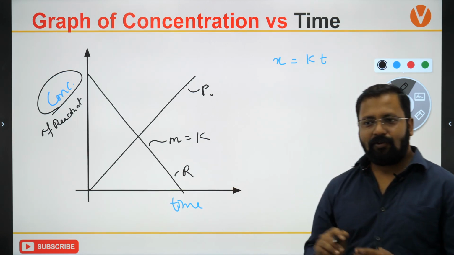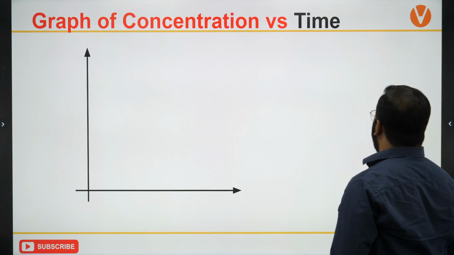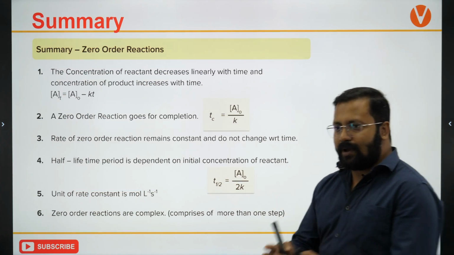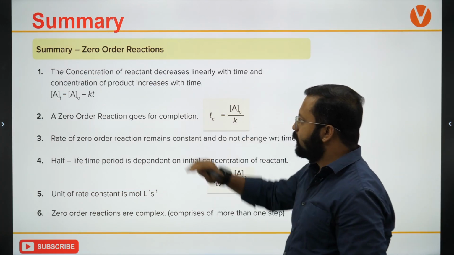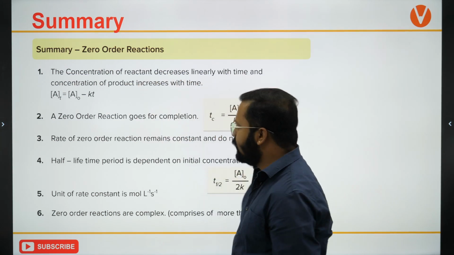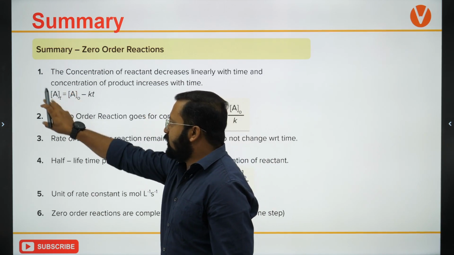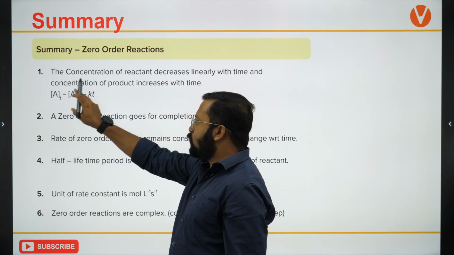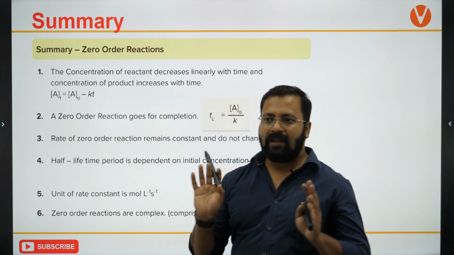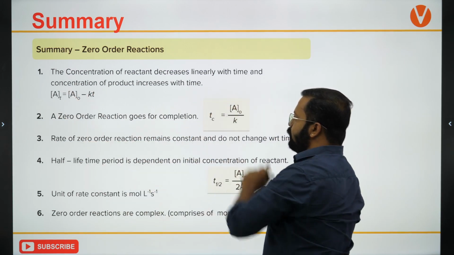It's very simple, there's no extra load to take here. So what is the summary for the zero order reaction? The concentration of reactant decreases linearly with time, and the concentration of reactant at time t is equal to reactant concentration at time 0 minus kt. It will be an equation of a straight line. It will look like this.